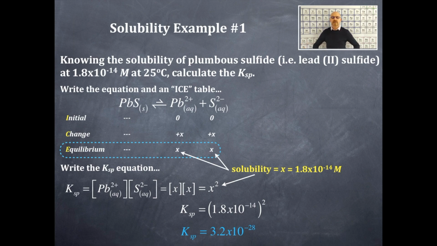You should notice something about this. The Ksp is less than 1. Ksp expressions are always reactant favored, so this should make sense. We don't have to do an ICE table, but we are doing an ICE table for every single one of these because these are equilibrium problems. We don't have to write the solid. We're ignoring the solid because, of course, it's a Ksp.